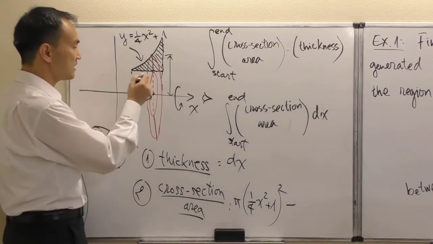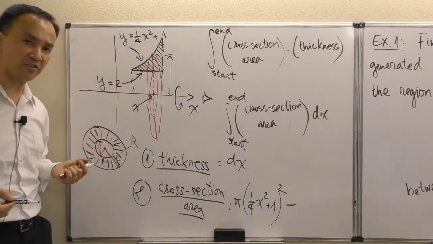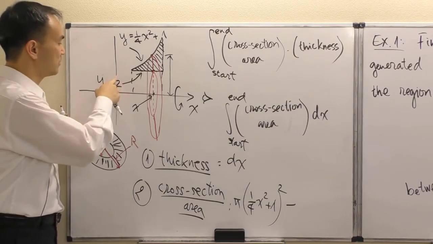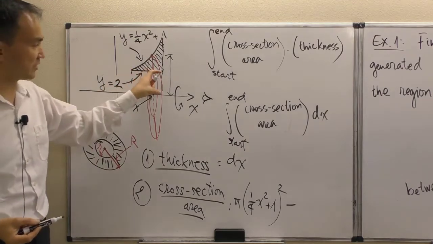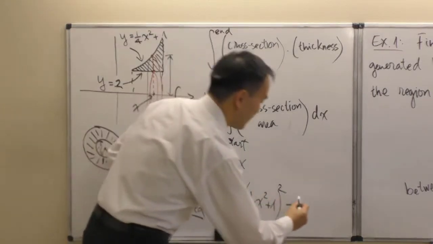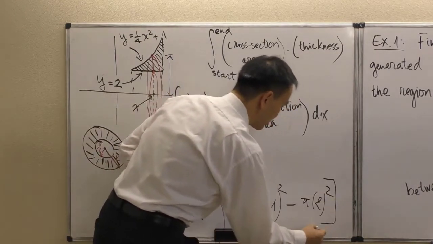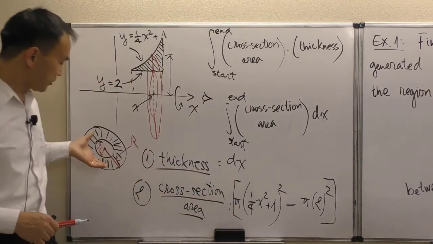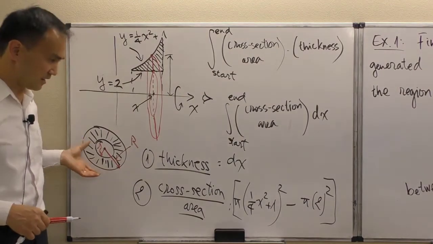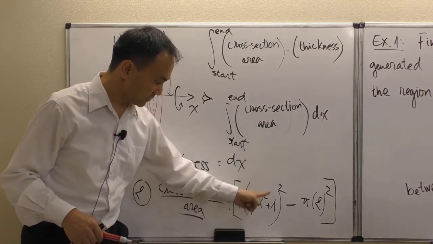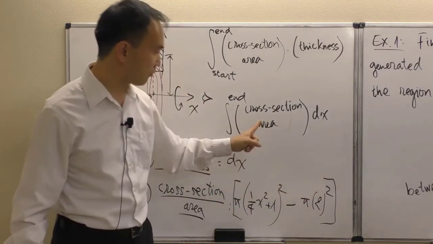But gladly, this curve right here is just a simple curve, y equals 2. So it's a constant function, y equals 2. That's our constant radius for the inside curve. So now it's going to be pi times 2 squared. But ladies and gentlemen, now we have expressed the area of each cross section as a washer: the larger circle area minus the smaller circle area. That's how we have the area of the cross section.